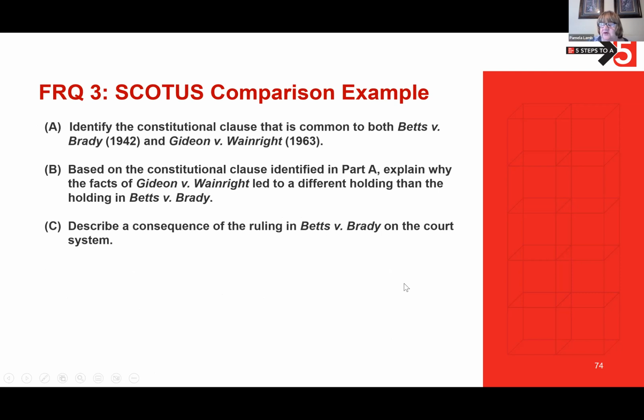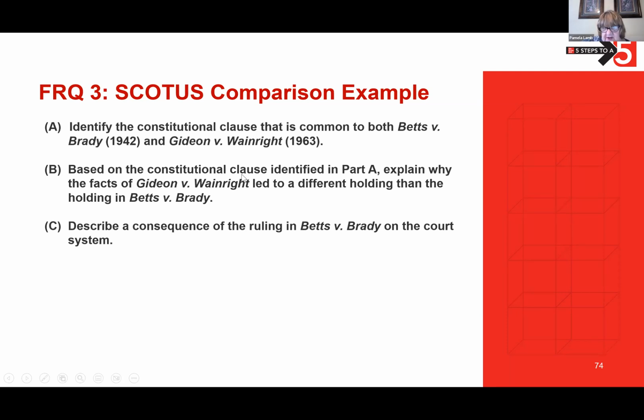And in order to save time, I'll just go to the question. What was the constitutional clause common to both of those cases? Both of those cases were about the right to an attorney. And so we were looking for students to say the Sixth Amendment. And so all they had to do was identify the Sixth Amendment. But the constitutional clause or the amendment or the principle or whatever you have to identify.